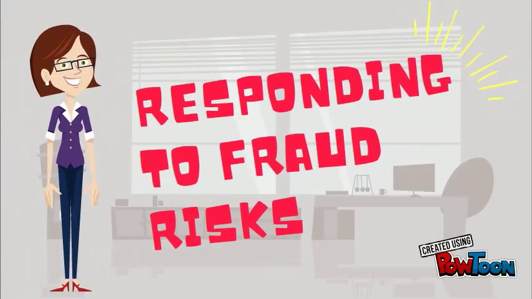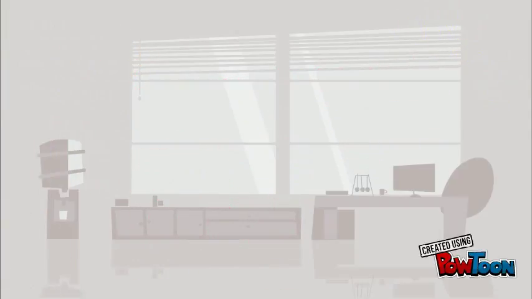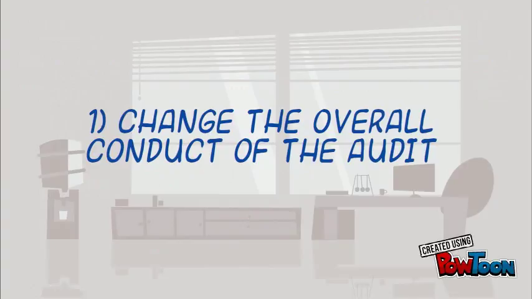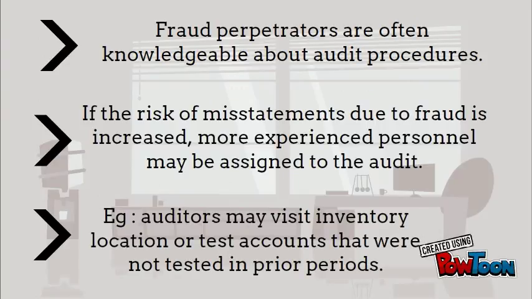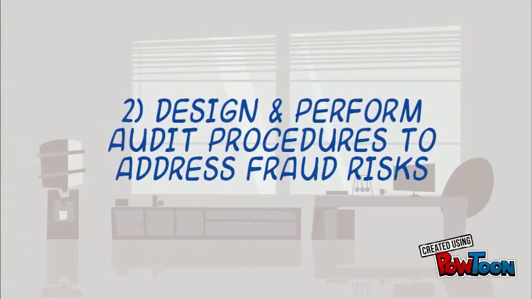Now, let's move on to responding to fraud risks. First, change the overall conduct of the audit. Fraud perpetrators are often knowledgeable about audit procedures. If the risk of misstatement due to fraud is increased, more experienced personnel may be assigned to the audit. For example, auditors may visit inventory location or test accounts that were not tested in prior periods.